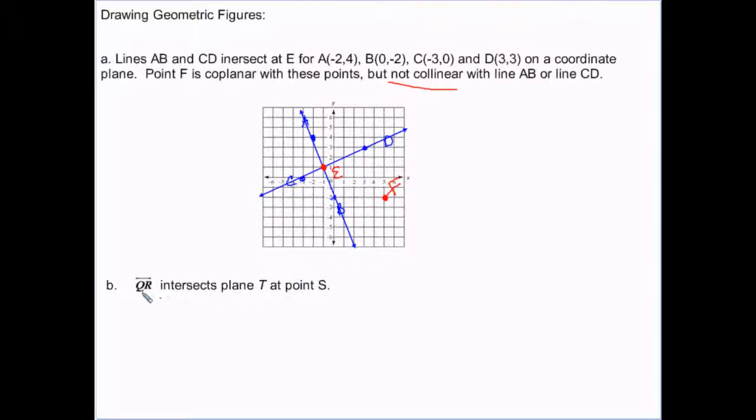Sometimes we're not as specific. It says QR intersects plane T at point S. So when we draw a plane, oh here, you know what? I'm going to cheat for that too.